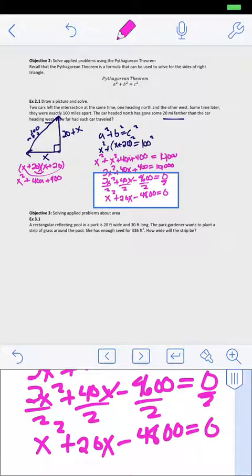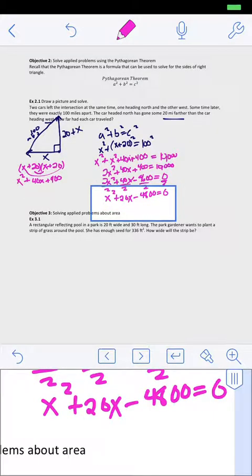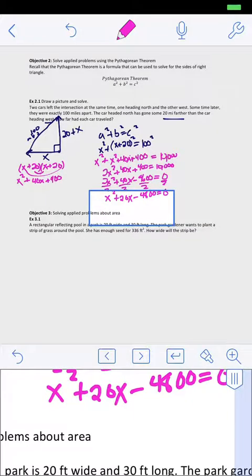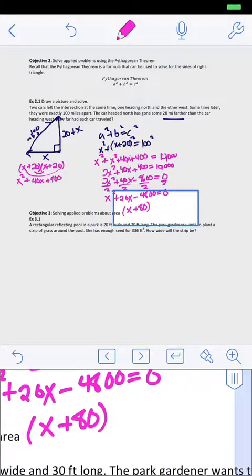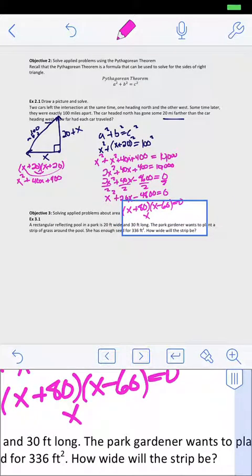I think 80 and 60. 80 times 60 is going to be 4,800. So in order to get a negative, then that means 60 had to be the negative. So I get x plus 80, x minus 60 is equal to 0. So either x is equal to negative 80 or x is equal to 60.